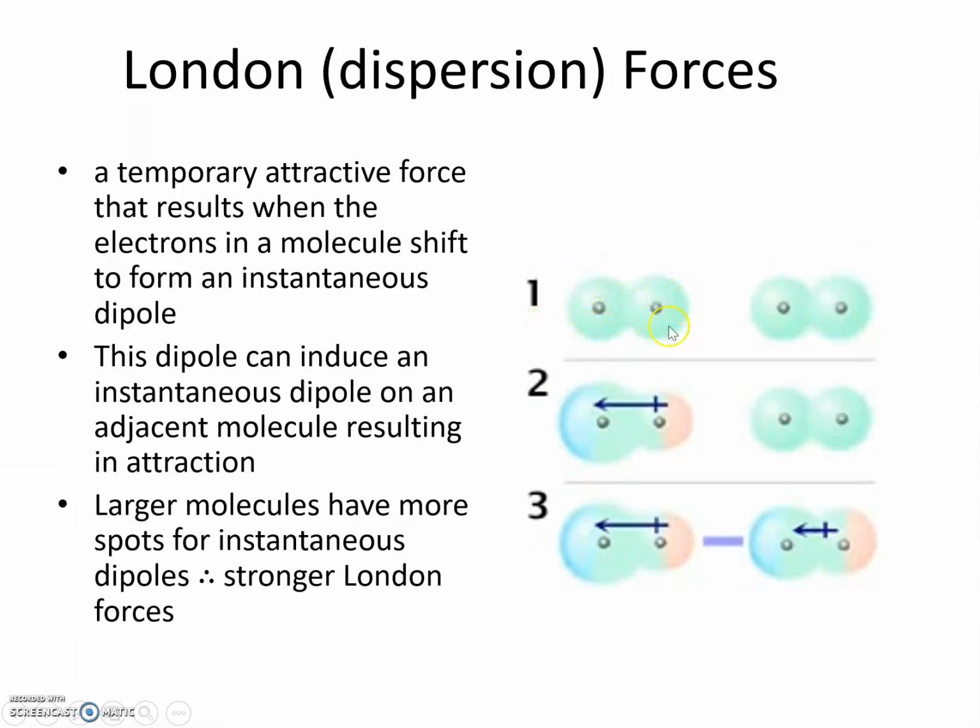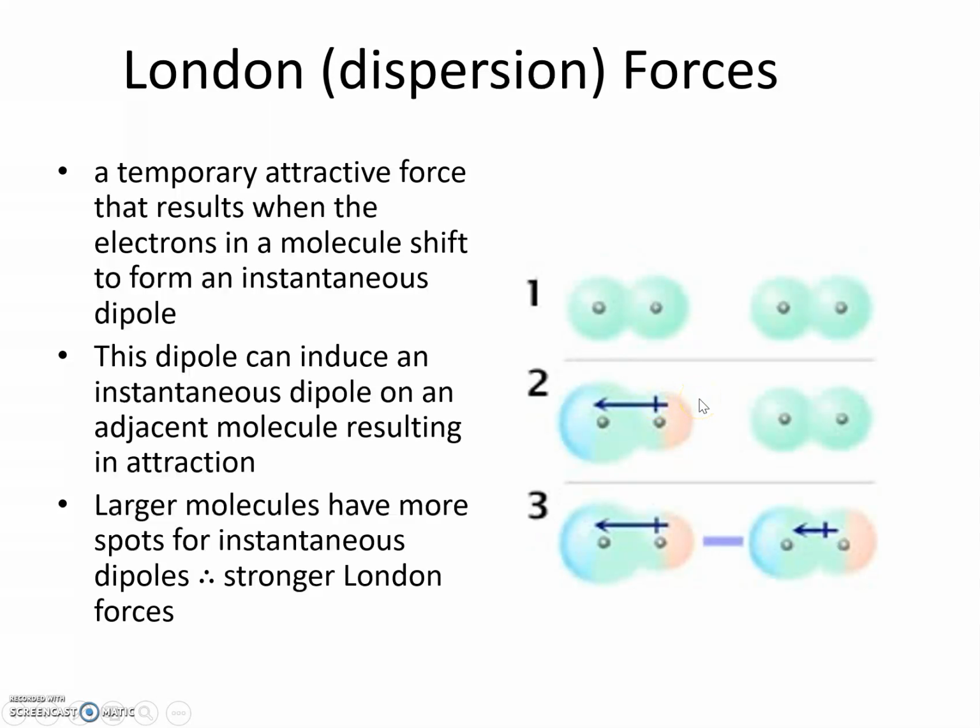But the electrons in those molecules, rather than thinking of them as little points of charge in shells, the way we've always thought of them before, it can be helpful to think of the electrons as existing in a cloud, okay? A cloud that can move around. And what happens to that cloud is sometimes it shifts in such a way that you create a region of high electron density on one side of the molecule, and then a region of low electron density on the other side. That's called an instantaneous dipole, okay?